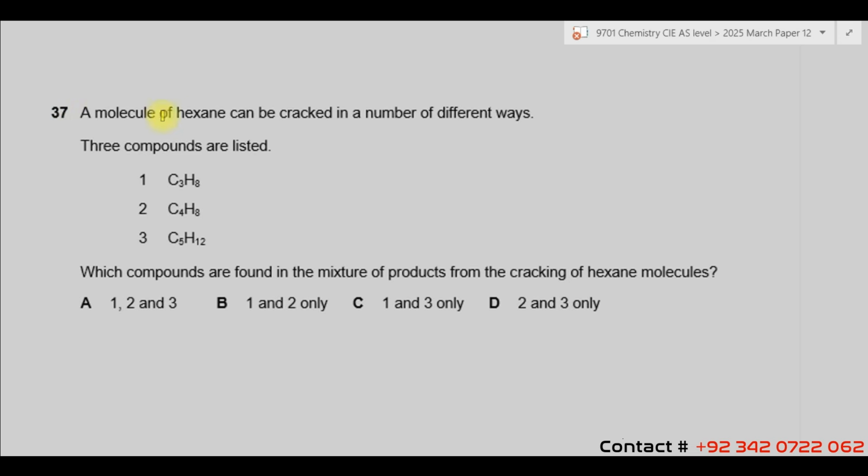Question 37. A molecule of hexane can be cracked in a number of different ways. 3 compounds are listed. We have C3, C4, C5. Which compounds are found in the mixture of products from the cracking of hexane molecules? Okay, so hexane is a 6 carbon alkane, C6, and there are 14 hydrogen atoms, as the general formula is CnH2n plus 2.